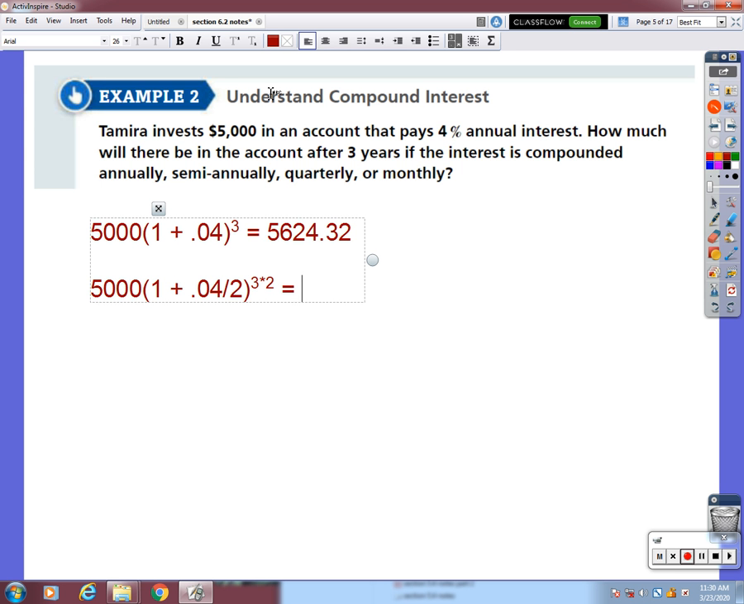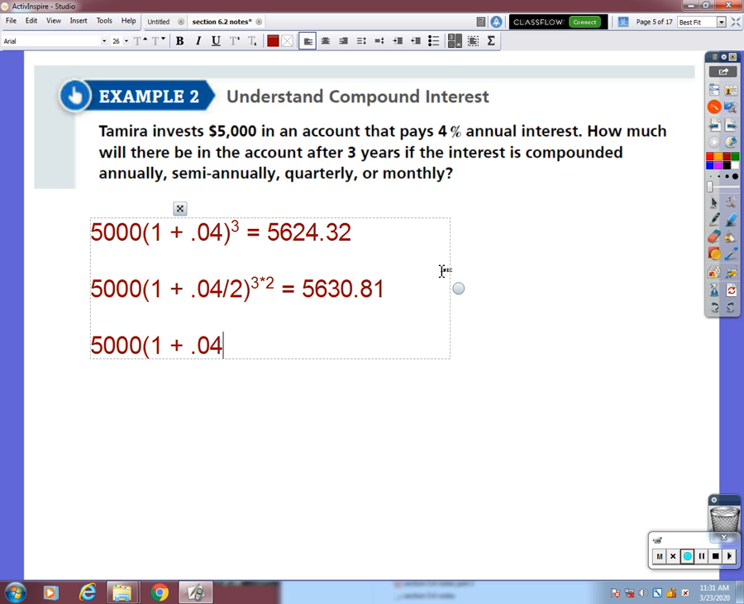So original 5,000 times 1 plus 0.04 divided by 2. And I'm going to raise this basically to the 6th power. Now she's got $5,630.81. So you can see that in this case she'll have slightly more money than she did when we did it annually, and that is going to be always the case. The more often you put interest in your account, the more money you are going to end up with.